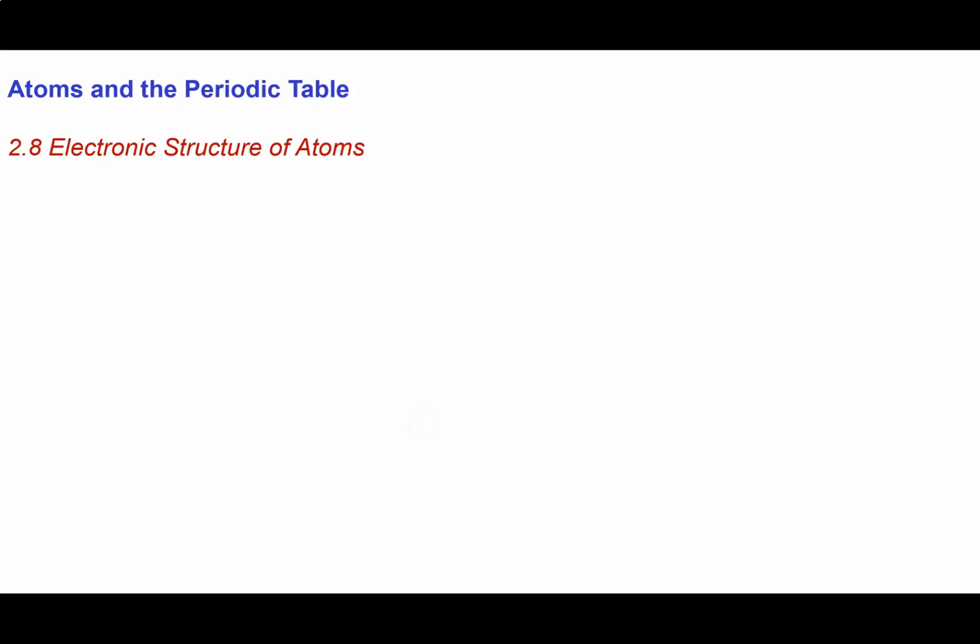So in the previous video that I published, we talked about how we can write the electron configuration of an atom. And what that's going to do is describe where every electron is with respect to its shell and also the subshell.